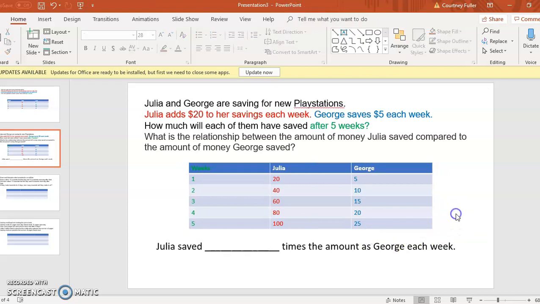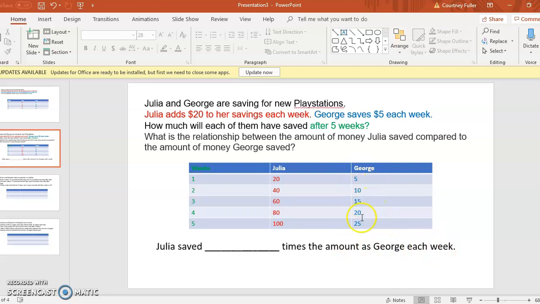But what about that second part that we are doing today? How can we describe the relationship between these two different patterns? We have a sentence stem here at the bottom. Julia saved blank times the amount as George each week.